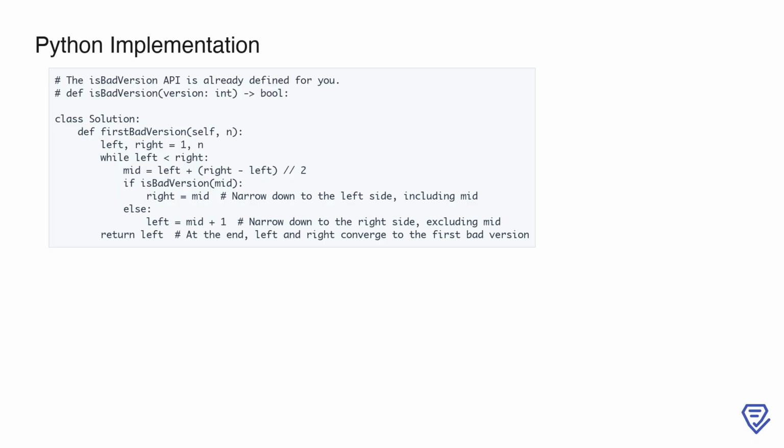to mid + 1. The loop narrows down the search range by half in each iteration, making the algorithm highly efficient with a time complexity of O(log n). Once the loop exits, the left pointer will have converged with right to the position of the first bad version, which we return as the result. This solution minimizes API calls and efficiently identifies the first occurrence of a bad version, making it ideal for large datasets where n can be very large, such as up to 10 to the power of 9.